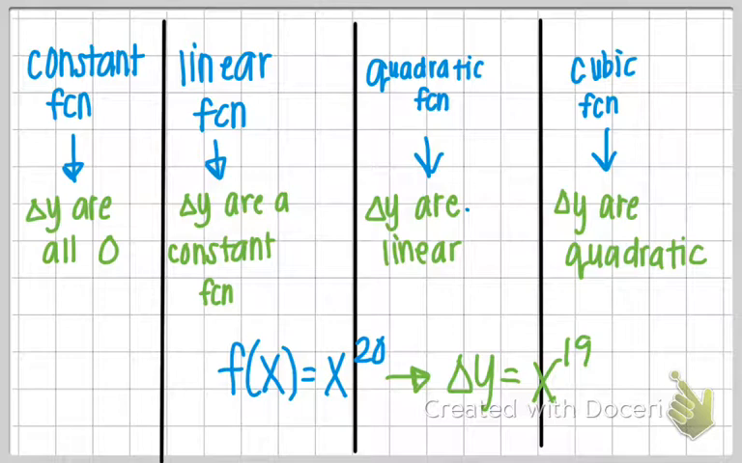And this is the main idea from today. There were a lot of other things that we did where we looked at patterns and we looked at taking the differences of each one. But this was the core idea from today, that if you have a constant function, the finite differences are all 0. The linear function, the delta y's make a constant function. The quadratic function, the finite differences are linear. And for the cubic function, for any cubic function, the finite differences are quadratic.